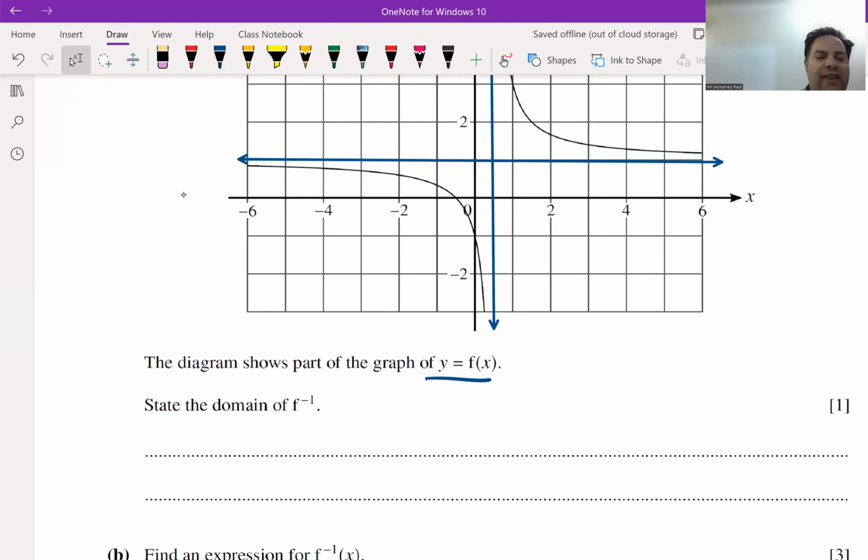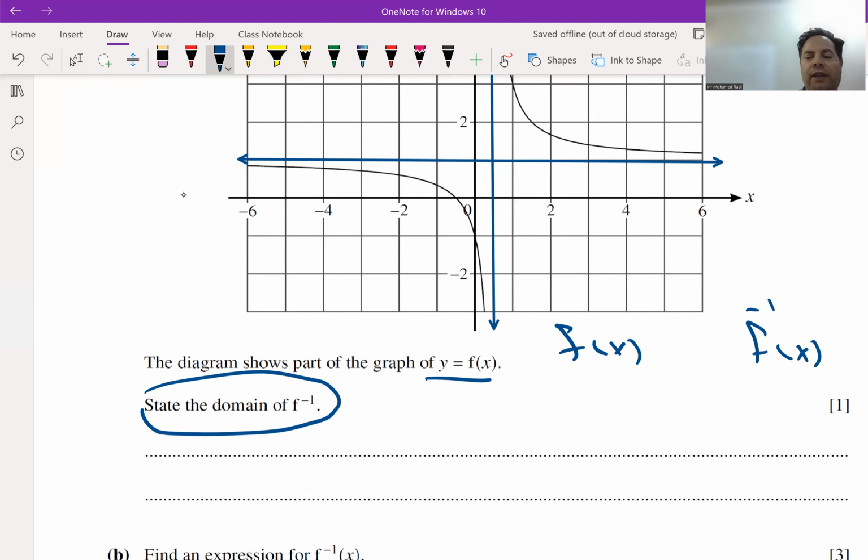He asked to state the domain of f inverse. If we have a function f of x and its inverse f inverse x, we have here the domain and range of a function; switch them, so the domain becomes the range and the range becomes the domain.